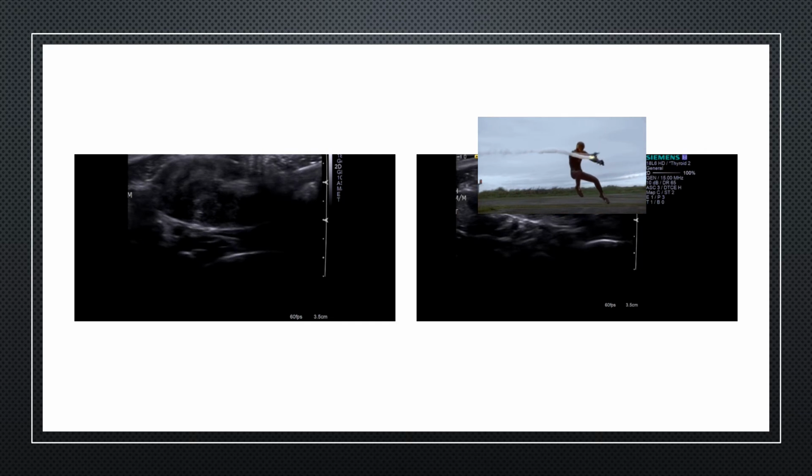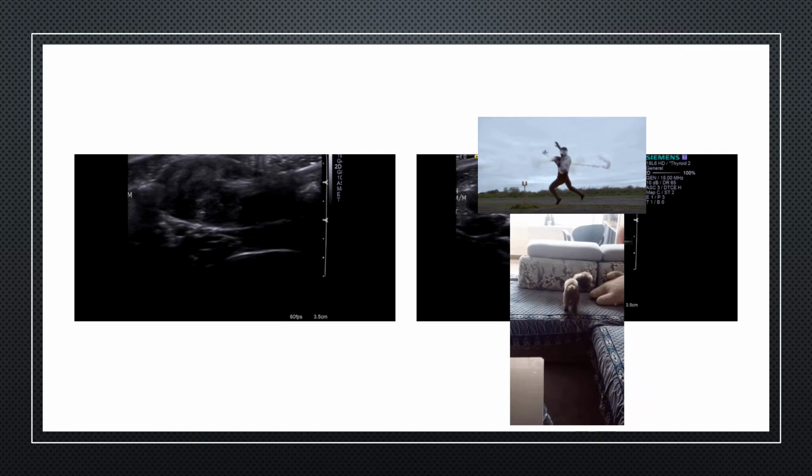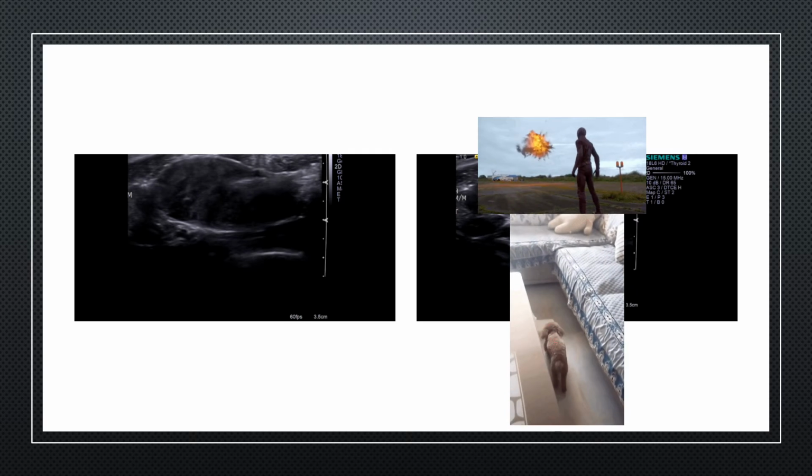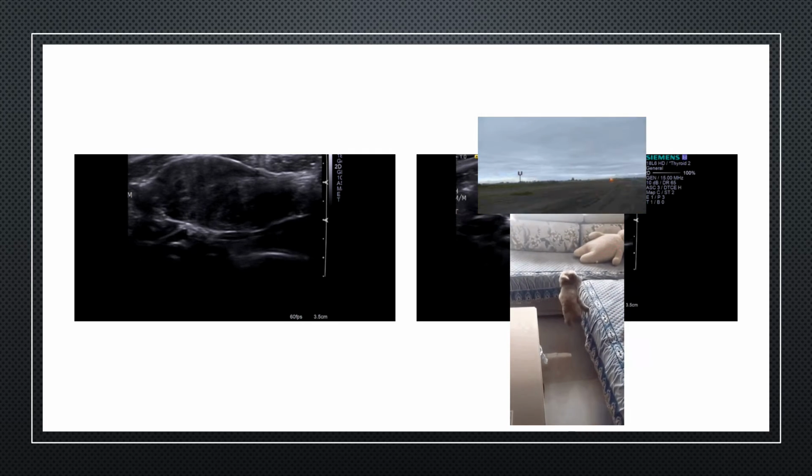That's probably a little more exciting. Or this dog leaping.